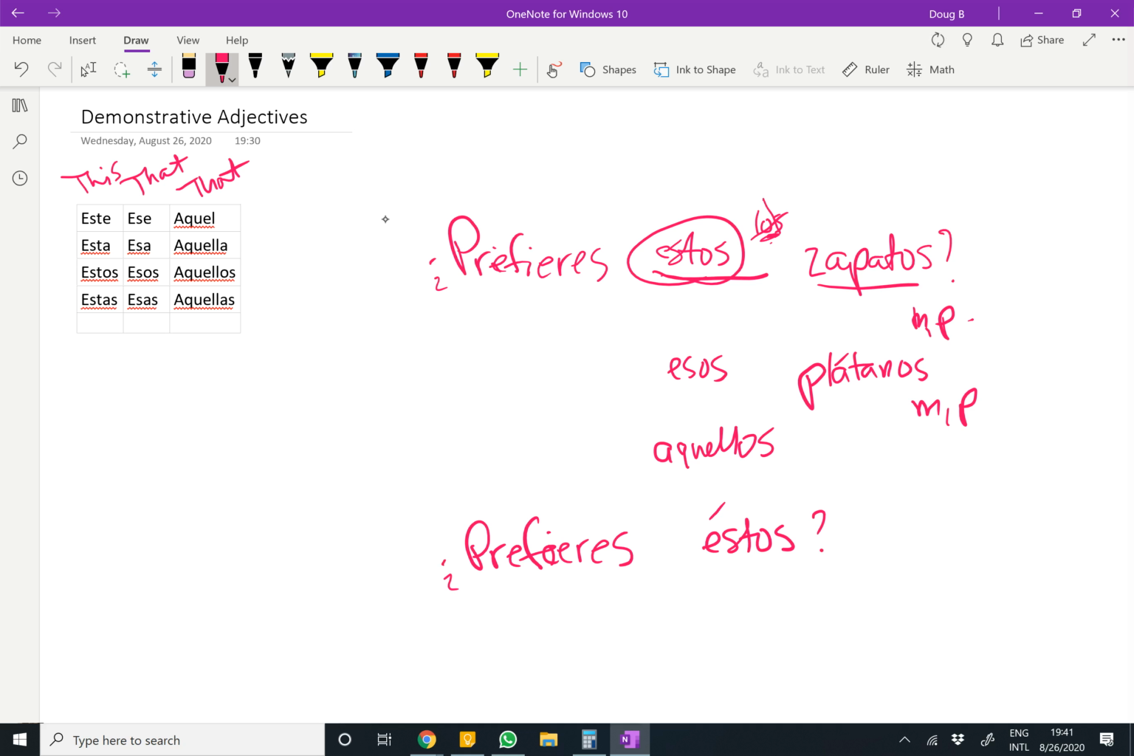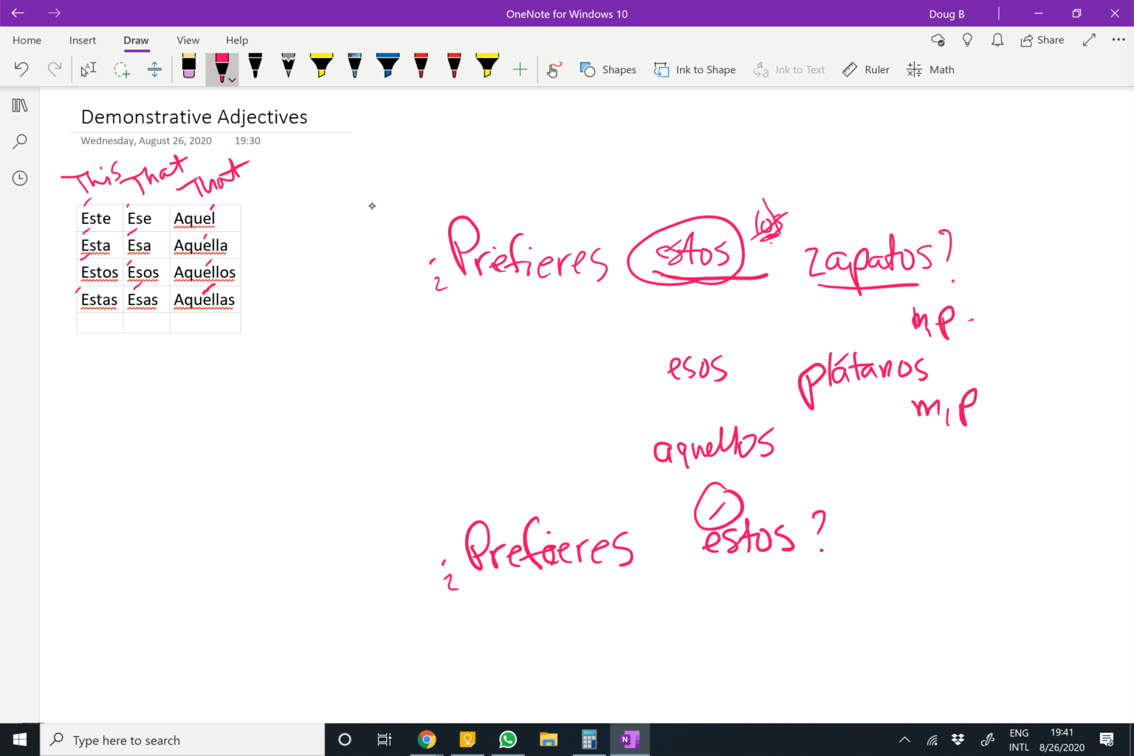So whenever you're not naming the thing, the object, and this becomes a demonstrative pronoun, it needs to have an accent on it. So it will be éste, ésta, éstos, éstas, ése, ésa, ésos, ésas, aquél, aquélla, aquéllos, aquéllas. That's over the E, not the U.